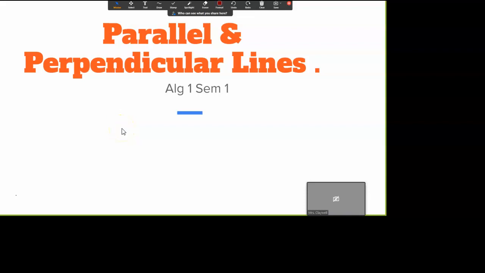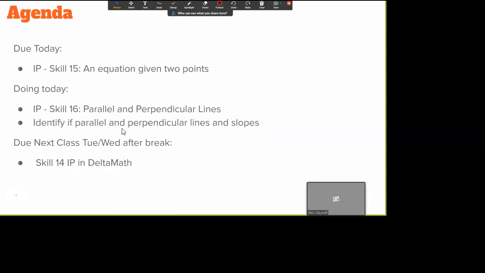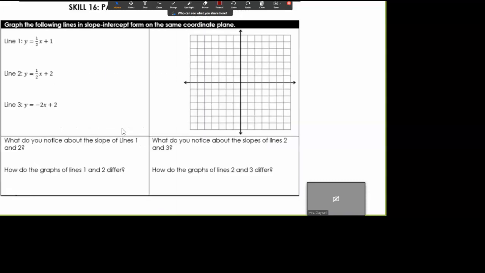Hi, this is Miss Claywell here with Skill 16, Parallel and Perpendicular Lines. So we're going to go ahead and jump into that. Our goal is to be able to identify parallel and perpendicular lines and be able to find them.